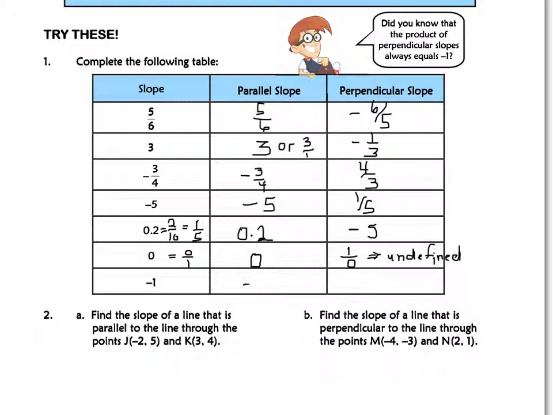Parallel slope, again, if the slope is -1, then the parallel slope would be -1, and the reciprocal of -1 is +1. 1/1 is still 1.